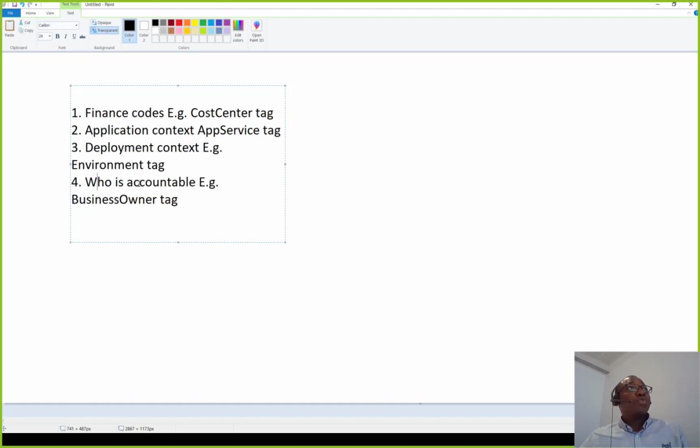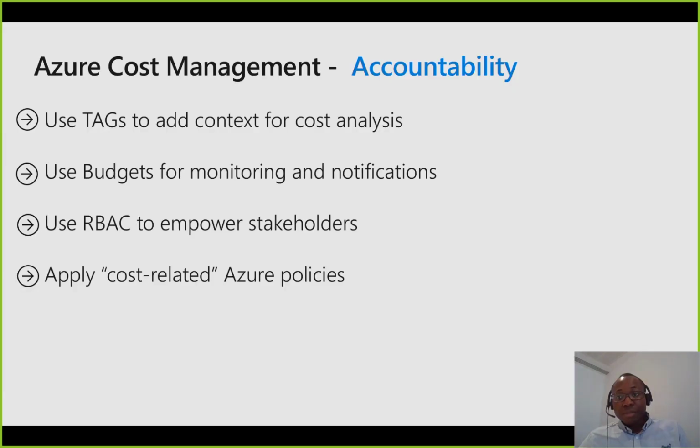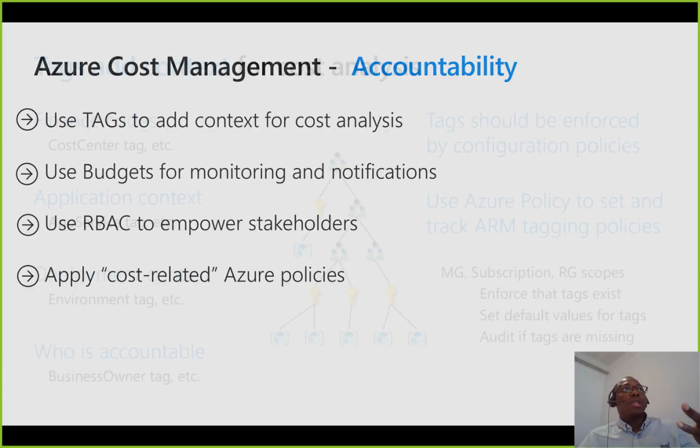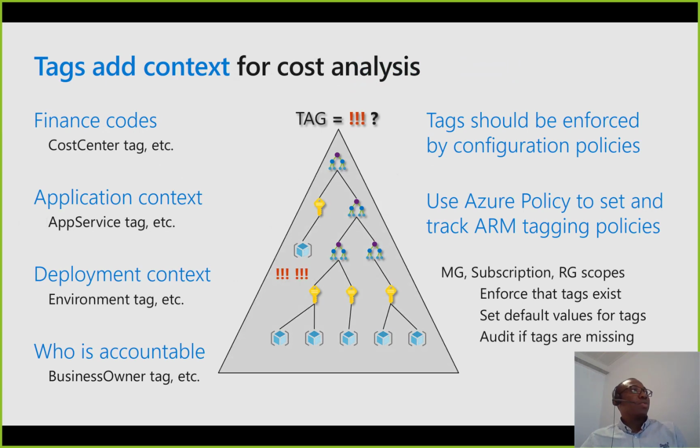And then finally, who is accountable? It's a good idea to not allow people to create resources unless the resource has a business owner tag, because at the end of the day, this is how you can begin to get some accountability into that process and say this is the context for that. So again: finance code or cost center, application context, deployment environment, and then business owner.